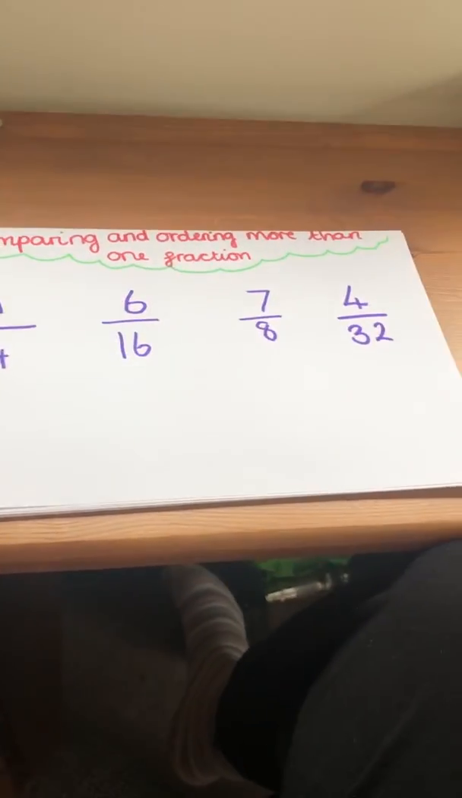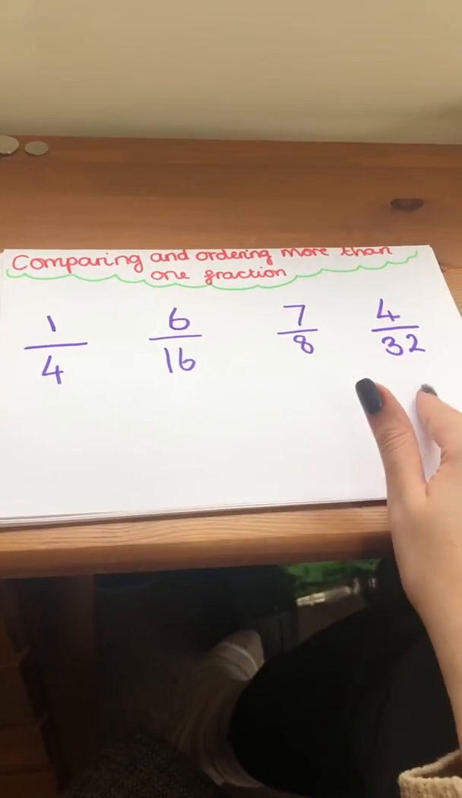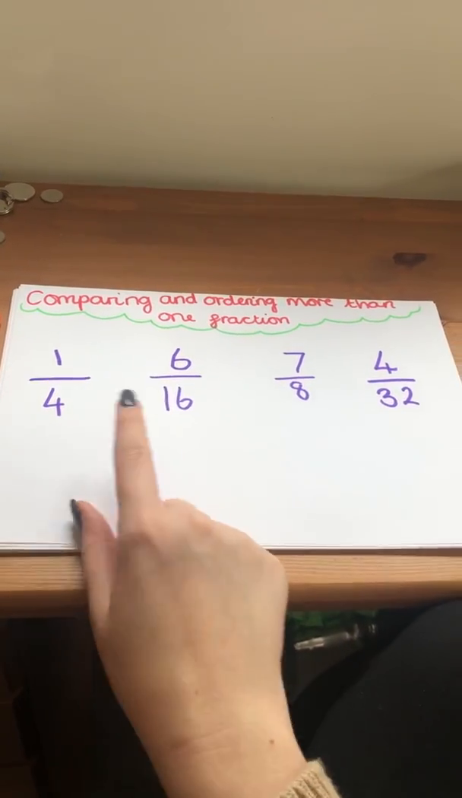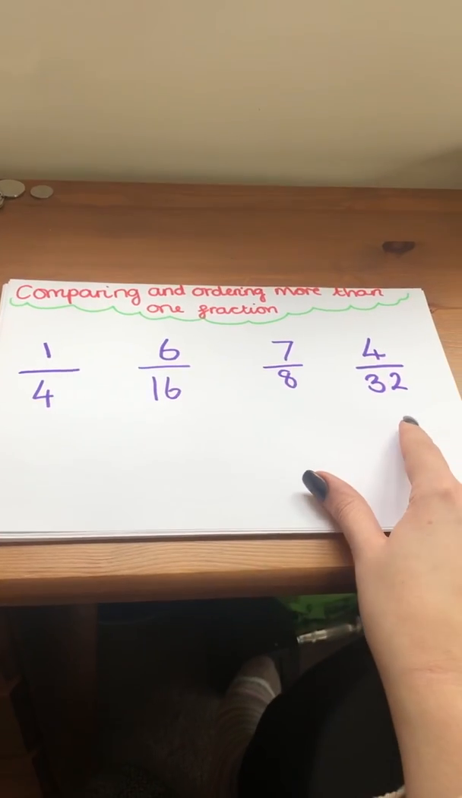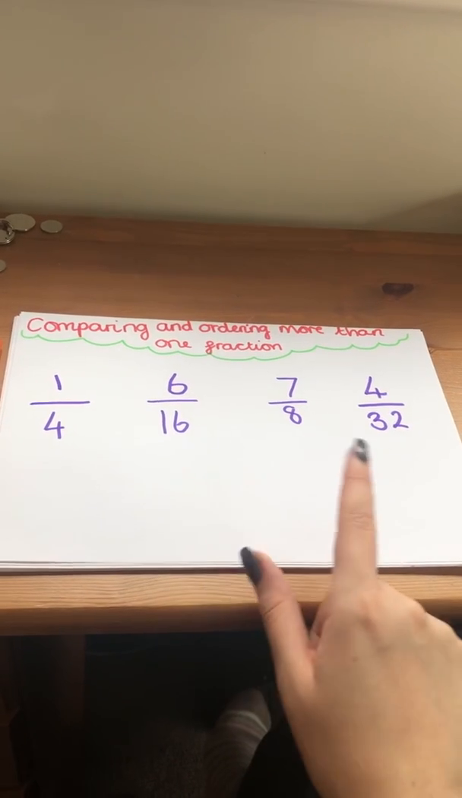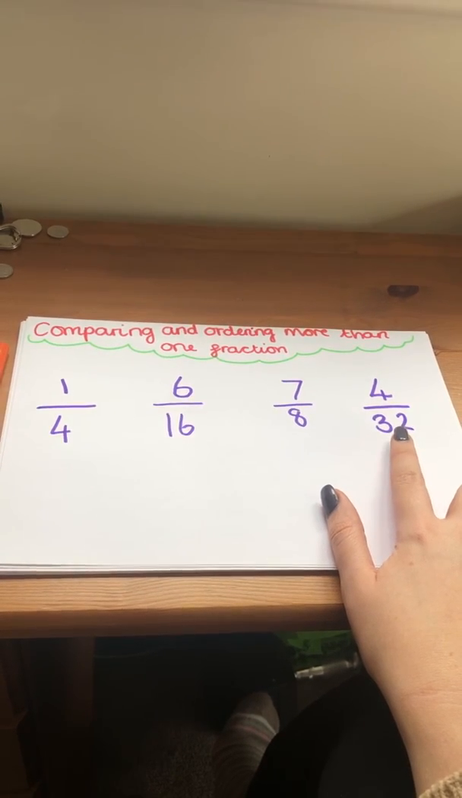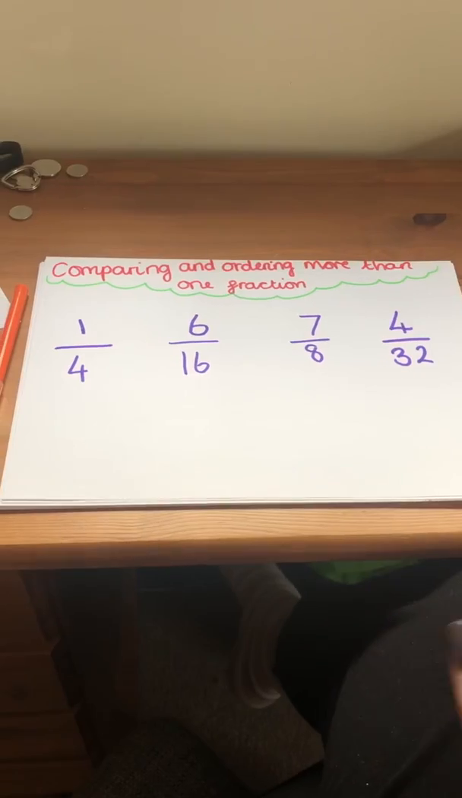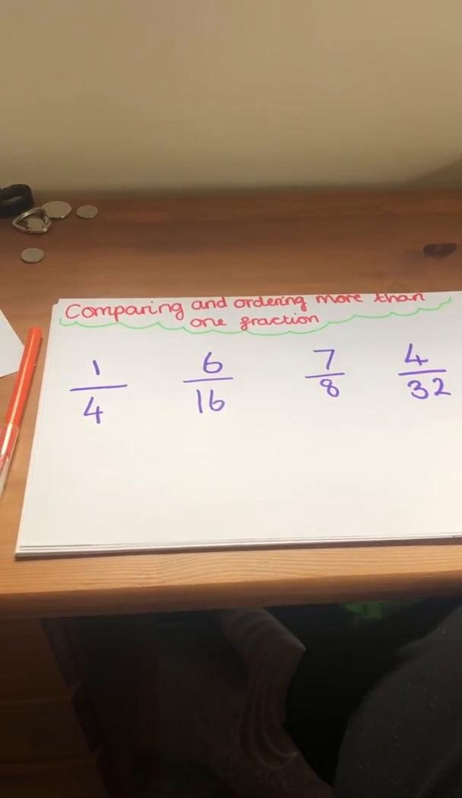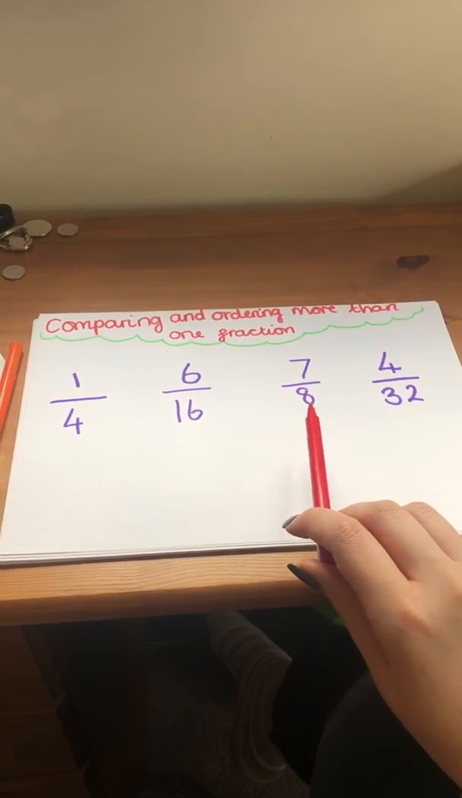If I'm comparing and ordering more than one fraction, I still have to think about which number or which multiple each of these denominators have in common. So here I've got 1/4, 6/16, 7/8 and 4/32. I know that all of these numbers could be turned into 32. However, that would not be my lowest common multiple. I think my lowest common multiple is going to be 8.